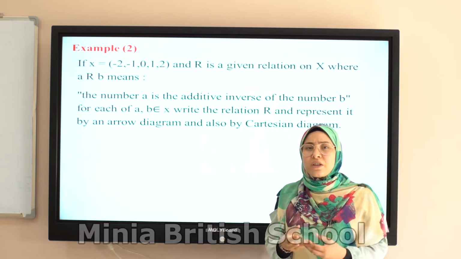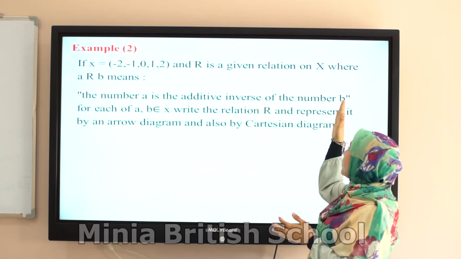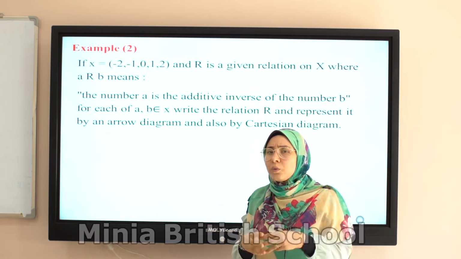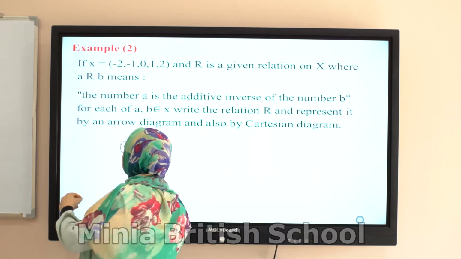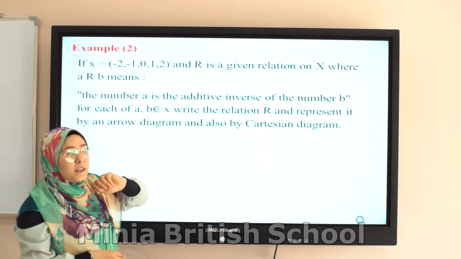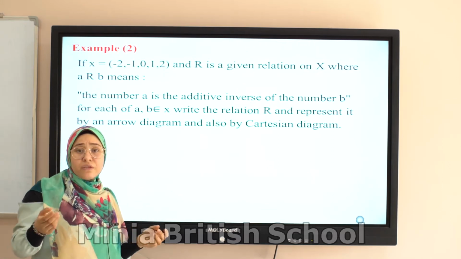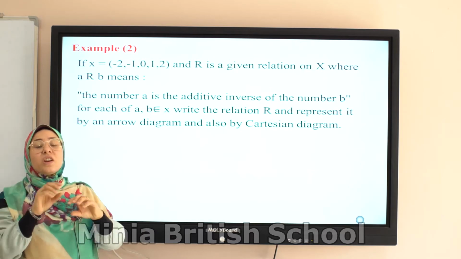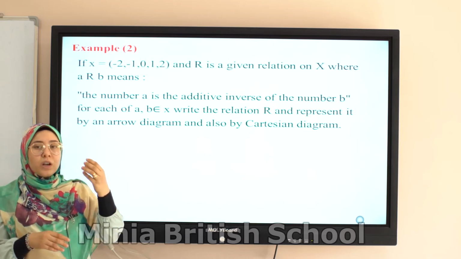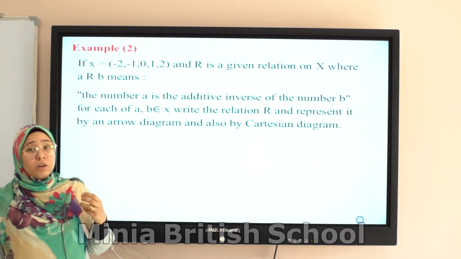So the first, the relation is additive inverse of the number P. So the first number A, I will take number A in this set. The first one is -2. What is the meaning of additive inverse? Additive inverse means only change the sign of the number. I mean, if I have number -3, its additive inverse equals 3.